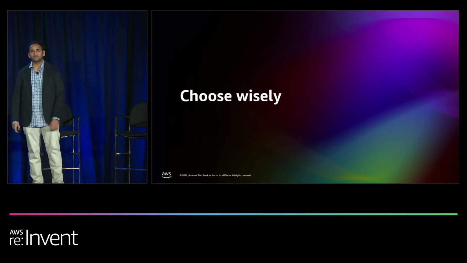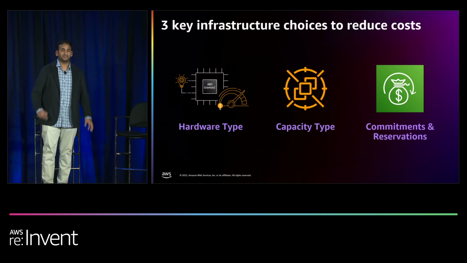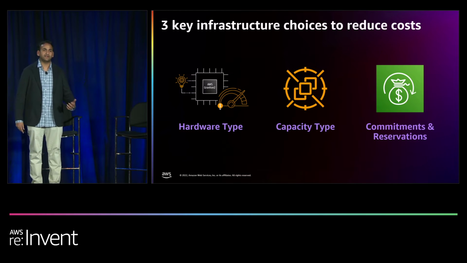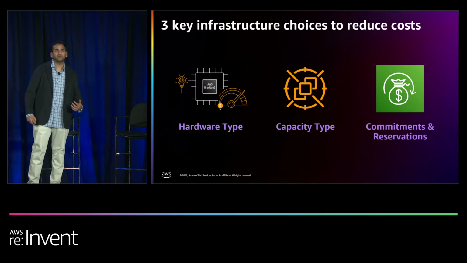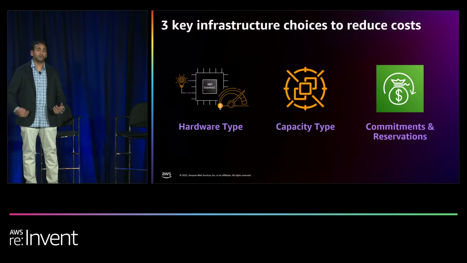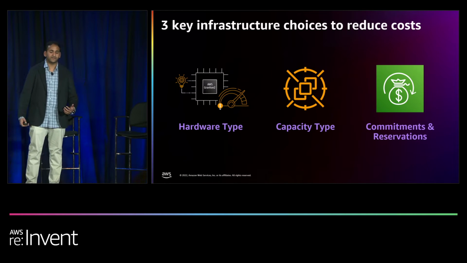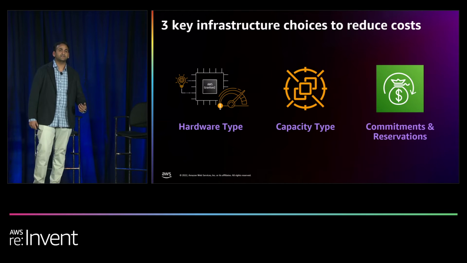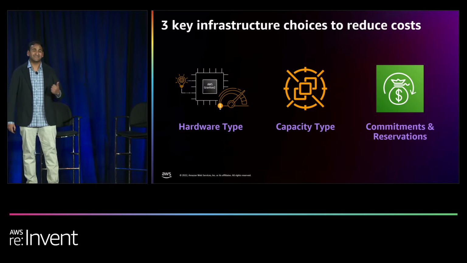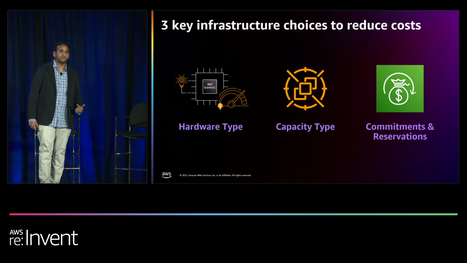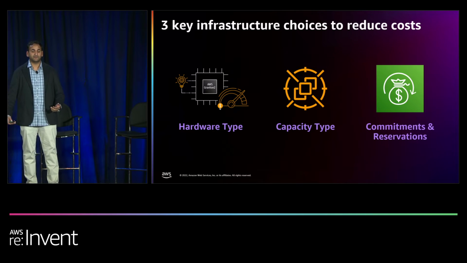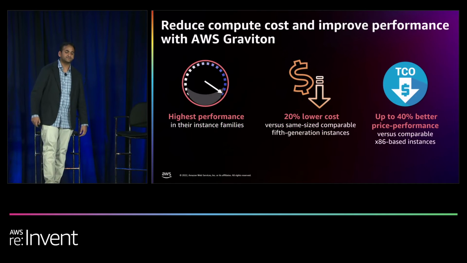Quickly moving on to the next big pillar. The infrastructure choices you make when you run your application on AWS can have pretty strong ramifications on what your AWS bill looks like at the end of the day. There are three key choices that we see to reduce costs. First, what type of hardware you're running. Second, what type of capacity you're running on. And finally, making commitments and reservations which allow you to benefit from commitment-based discounts.